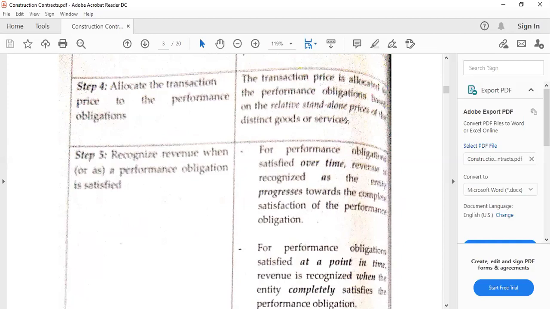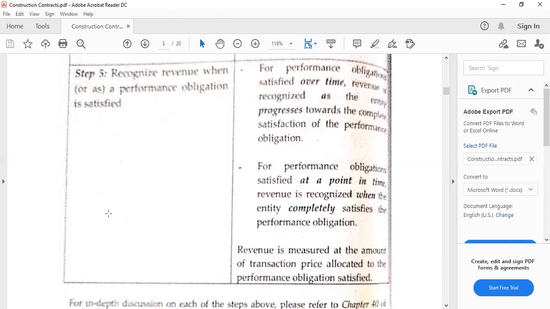In the absence, level 2, we go to similar markets. In the absence would be level 3, company assumptions like discounting of cash flows that will result to value in use. Step 5, recognize, or we now record revenue when or as a performance obligation is satisfied.